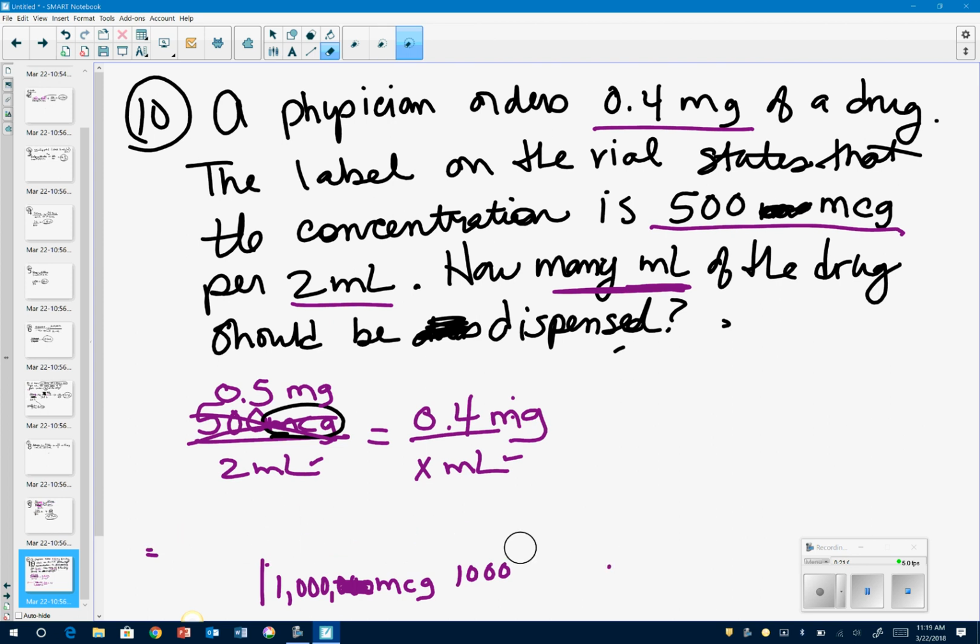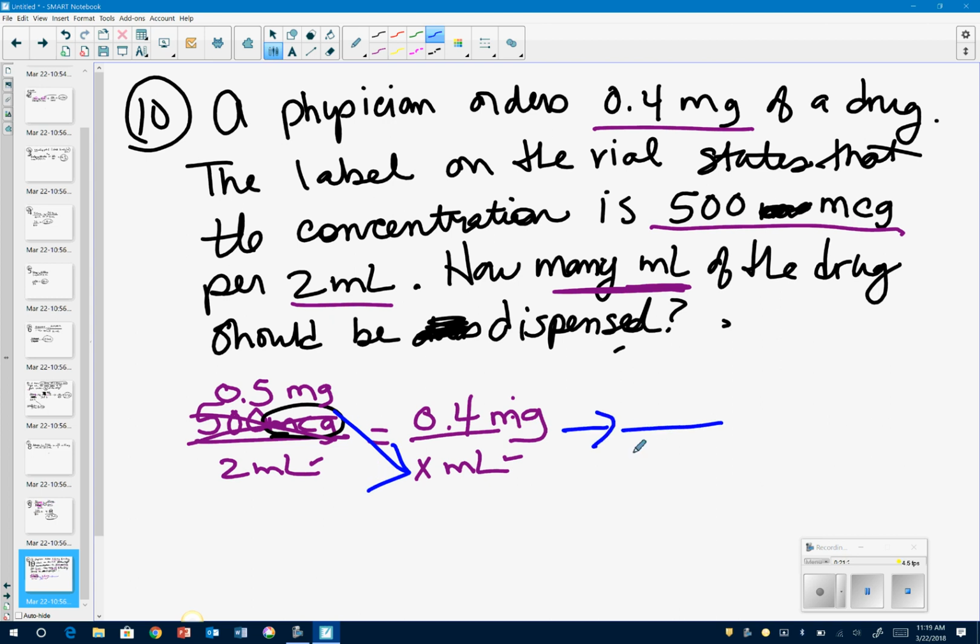I'm going to erase this off here so I have more room. Okay, so then I'm going to change colors. Cross multiply: 0.5 times X is going to go on the bottom. 0.4 times 2 is going to be 0.8. You divide 0.8 by 0.5 and you get 1.6 milliliters.